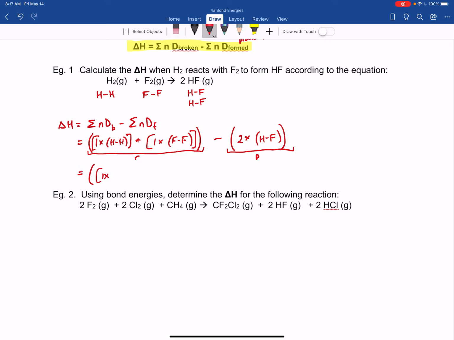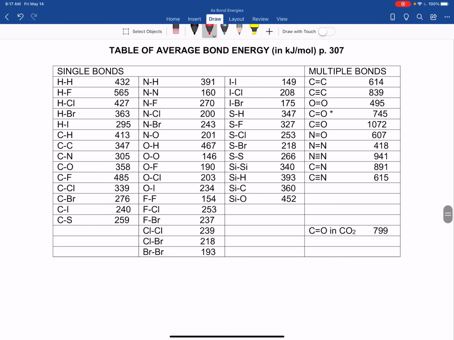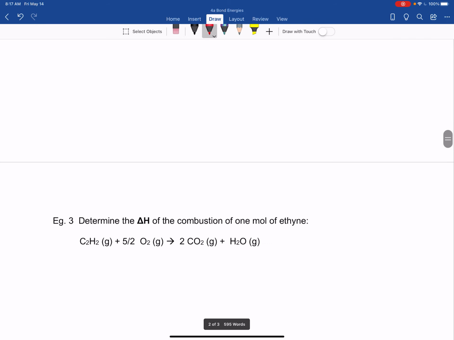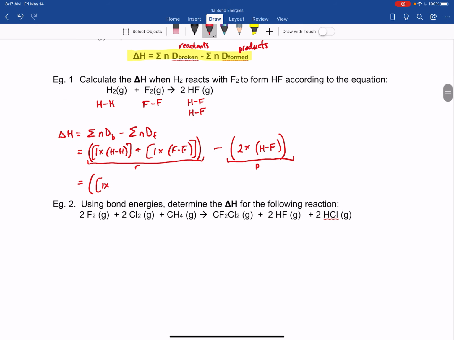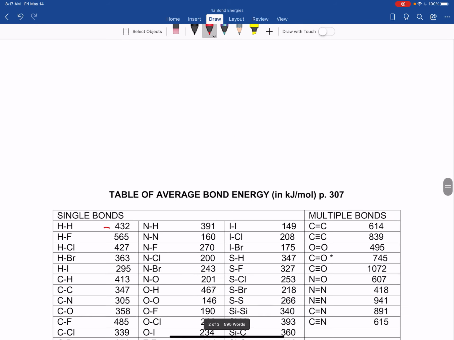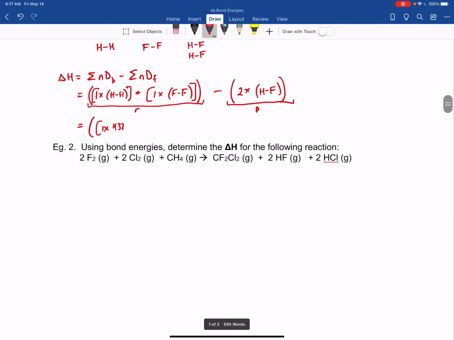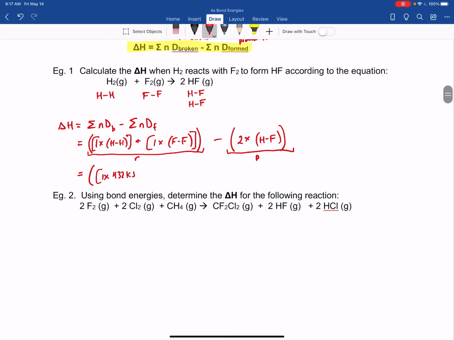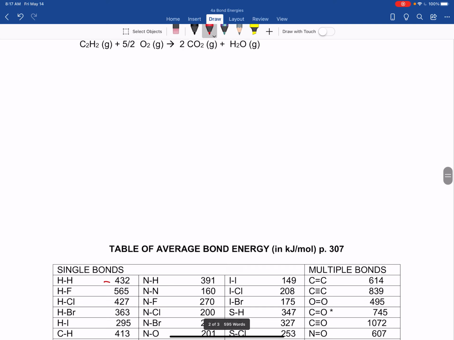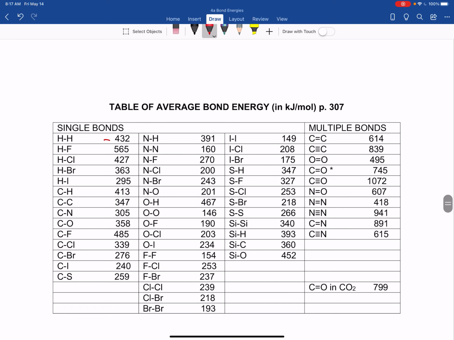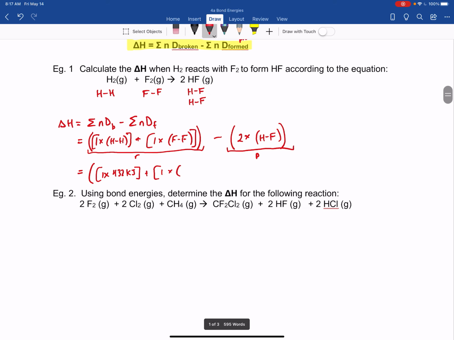We've got 1 times, and then going back down to the chart, if we look at H-H, it's right at the top here, 432. So we say 432, and if you look at the units here, it's in kilojoules per mole. Right? That's why we use the number of bonds. Okay, and we assume that that's there. Say 1 times the fluorine-fluorine bond. I'll go back to the chart. Right, and we scan through it, and you can find it in the second column at 154 kilojoules.